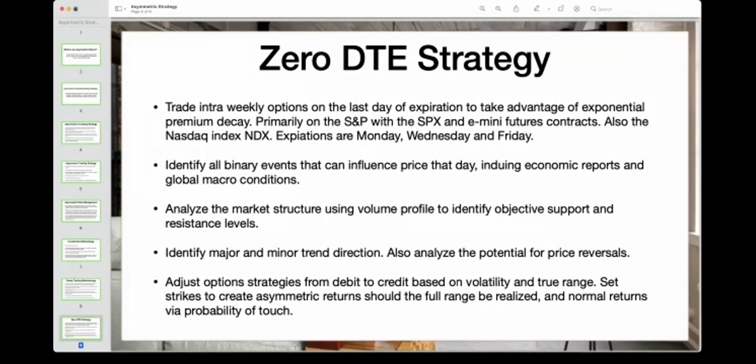Sometimes you need to be a buyer of options, whether it's just buying a long call or a long put. So we adjust based on that, and also based on volatility and the true range that exists over the past week or so. And then we set our strikes and create asymmetric returns should the full range be realized, and normal returns via probability of touch, which I've been repeating over and over again.